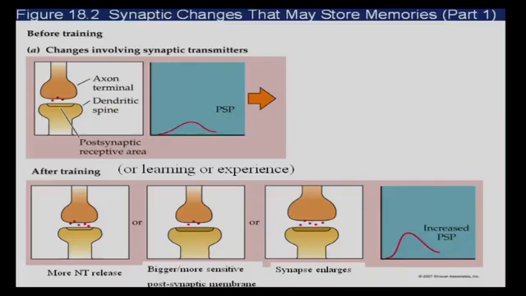Yes? Why would a bigger postsynaptic membrane matter if there's more neurotransmitter? Yeah, that's a good question. Why would a bigger postsynaptic membrane do anything if there's still only 3 packets of neurotransmitter released? That would have to do with the affinity of the receptor. So if there are more receptors there, there's a higher probability that even a smaller amount of neurotransmitter can hook up with the postsynaptic receptor, and that will tend to give you a bigger response. Okay? Any other questions about that?